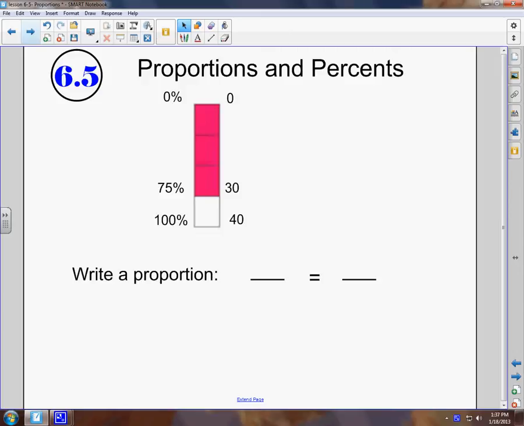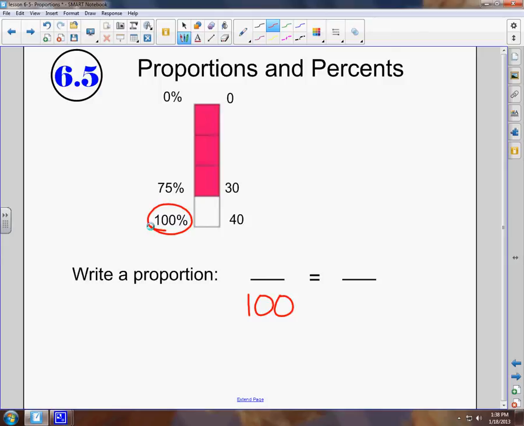And this model just shows you kind of a visual representation of a proportion. How you write it is a different thing. You're going to write it as two fractions equal to each other. So, one thing you need to know is you're always, always, always going to have 100%. Every single percent is out of 100, so you always put that on the bottom of one of your fractions.